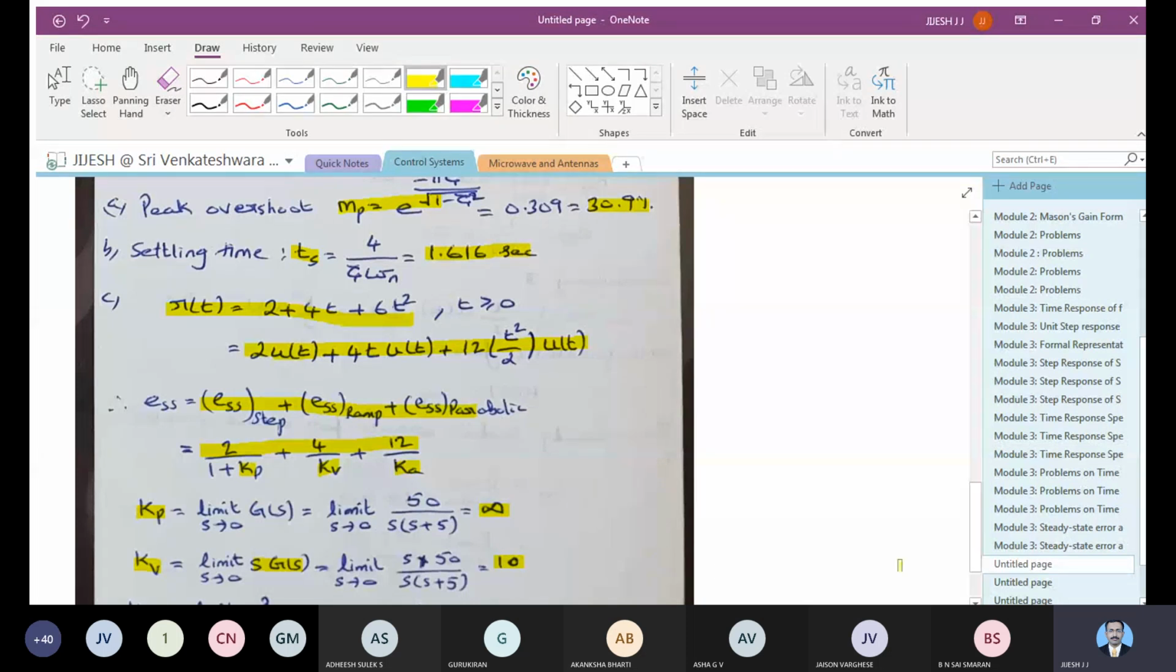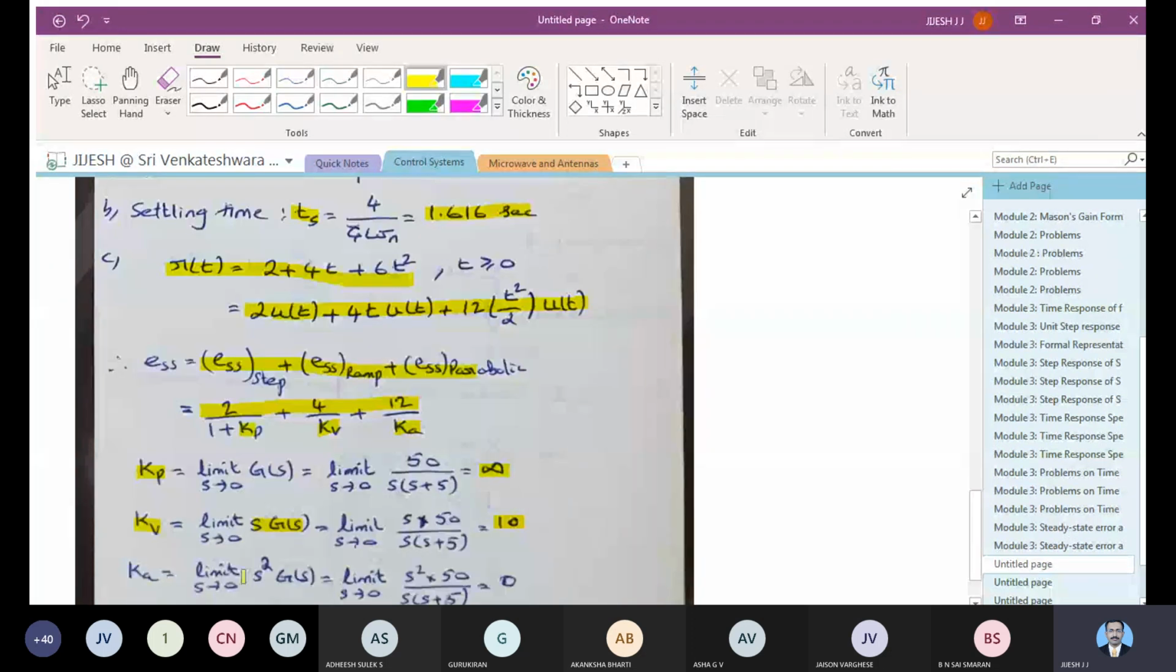Substitute g of s, you will get it as limit of s tends to 0 s square into 50 divided by s into s plus 5. So when s tends to 0, you get it as 0. So you get the values of Kp, Kv and Ka as infinity, 10 and 0. So once you get it, you can simplify the above equation by substituting those values.